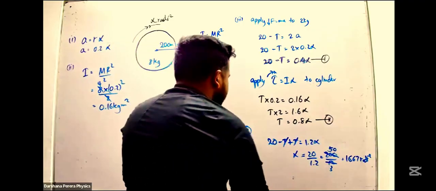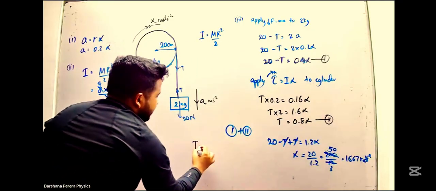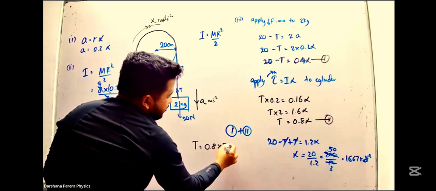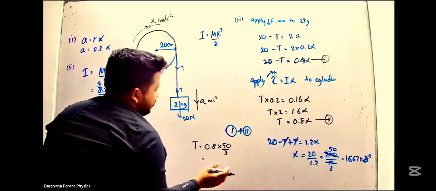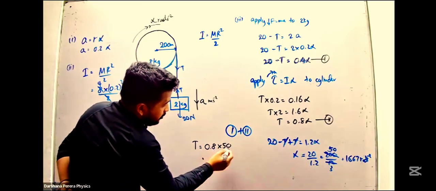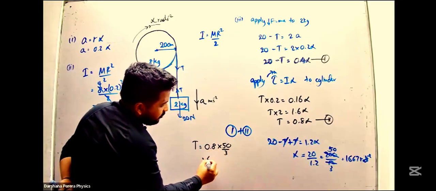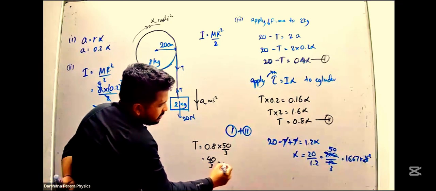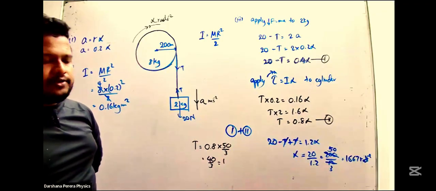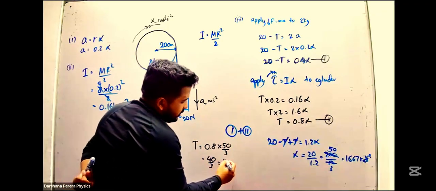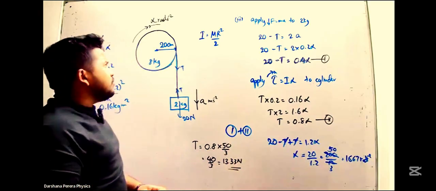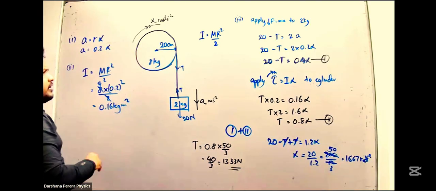Therefore, we can take T equals 0.8 times alpha. Alpha means 50 over 3. Therefore, T equals 0.8 into 50 over 3, that is 40 over 3. Therefore, T is 13.3 Newton. Yes, your answer is correct. It's okay for the one cylinder.